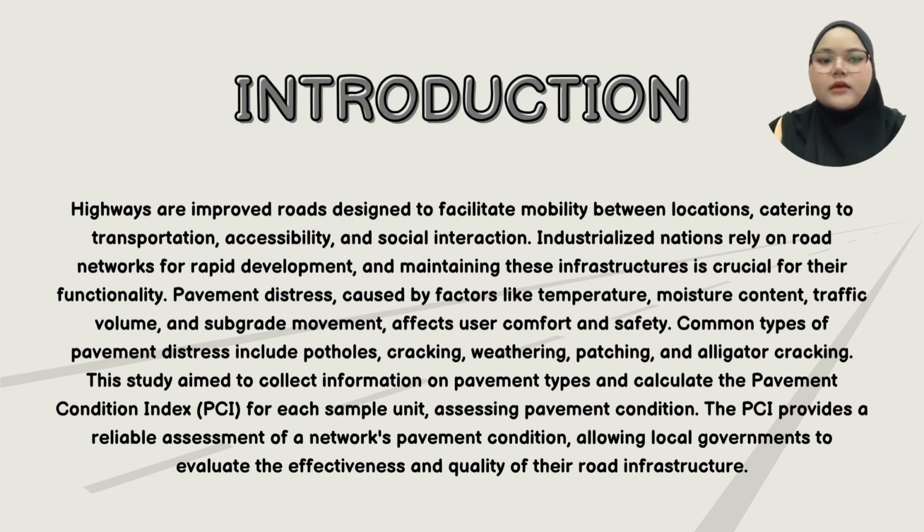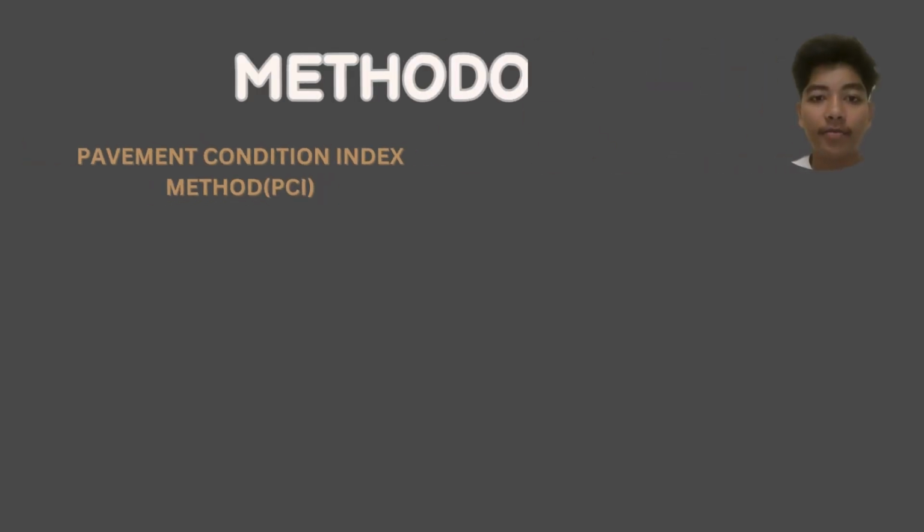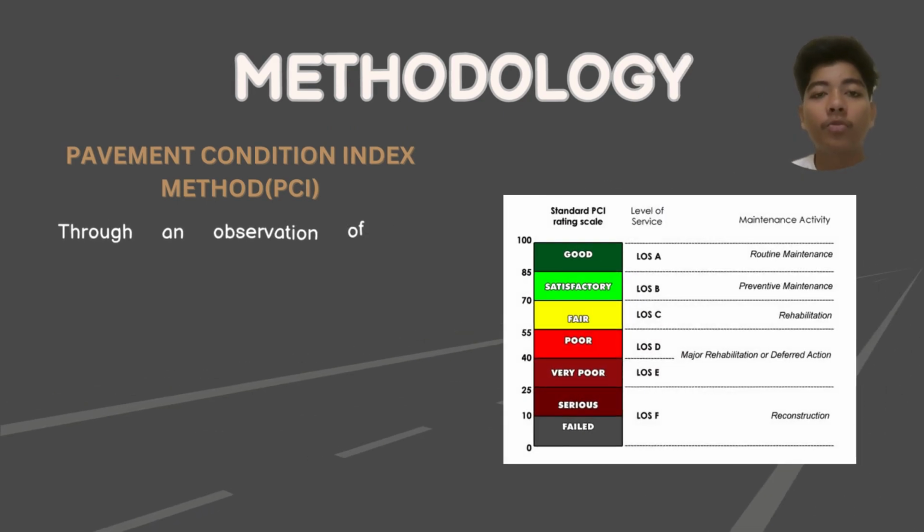This study aimed to collect information on pavement types and calculate the PCI for each sample unit, assessing pavement conditions. The PCI provides a reliable assessment of a network's pavement conditions, allowing local governments to evaluate the effectiveness and quality of their road infrastructures.